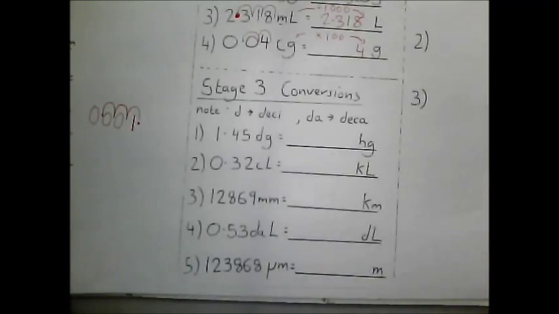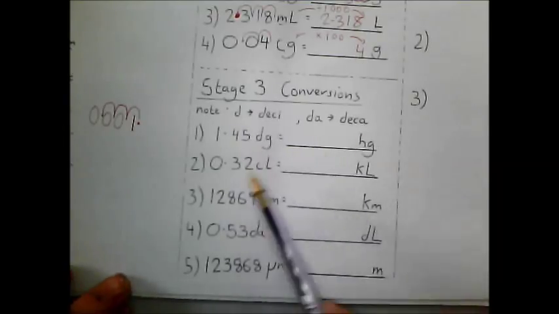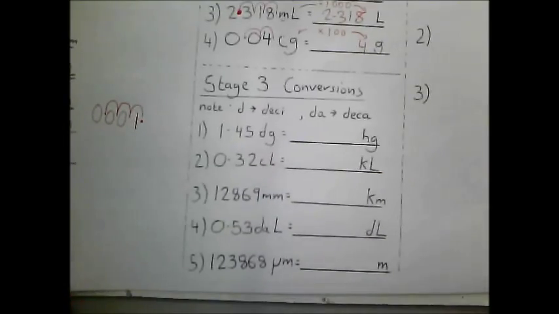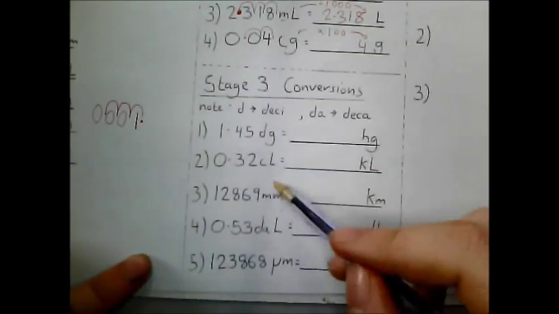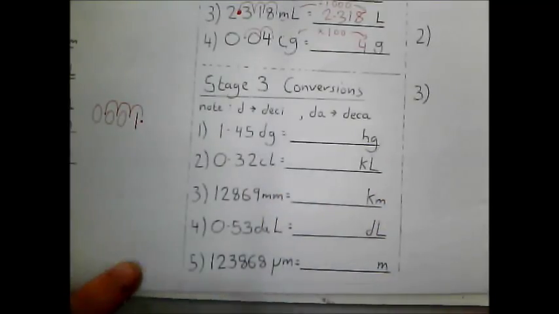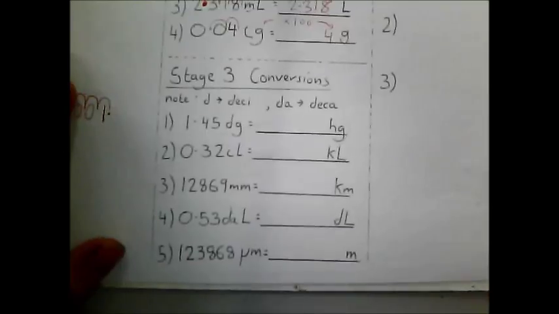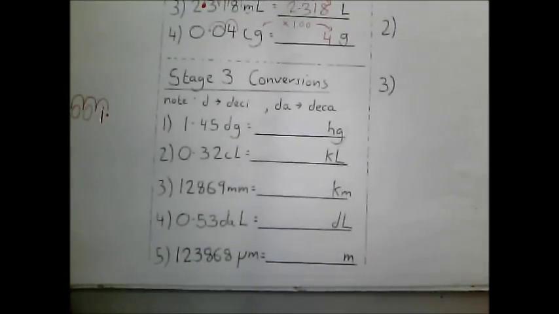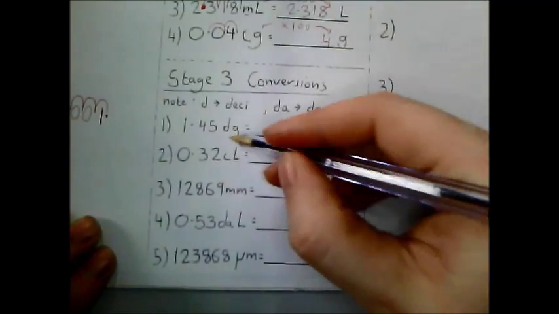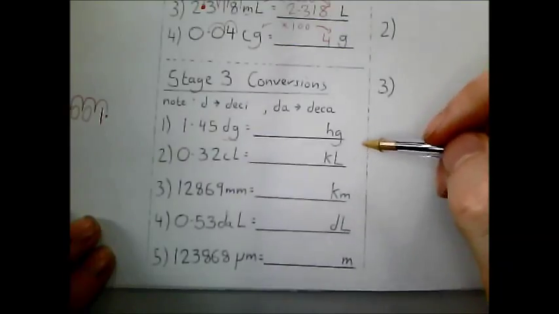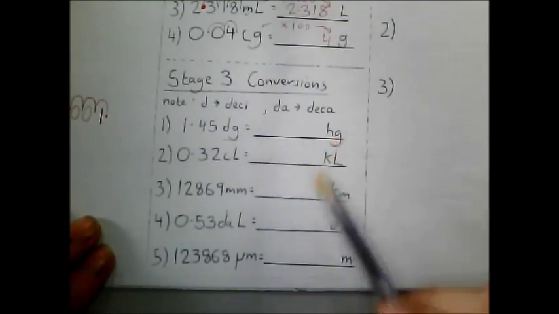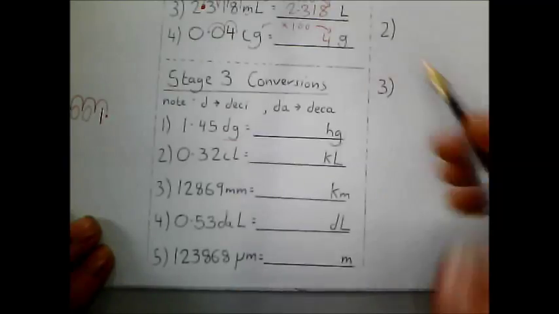Okay, now let's look at the stage 3 questions. These ones are slightly more difficult as you've got slightly more unusual scale factors, and you're no longer dealing with units that have no prefixes. So you've got to think more carefully. There are a few ways you can do this. I'm going to do the slow and steady method. I'm going to go from decigram to a gram first, and then from a gram to a hectogram. So I'm going to do it in 2 stages.